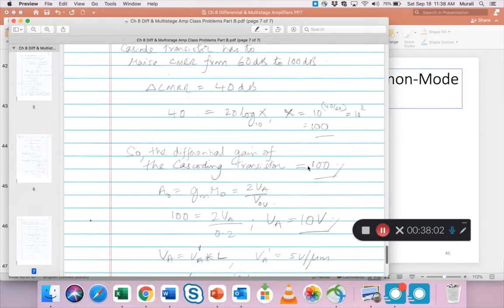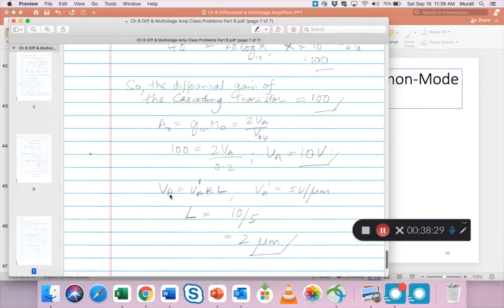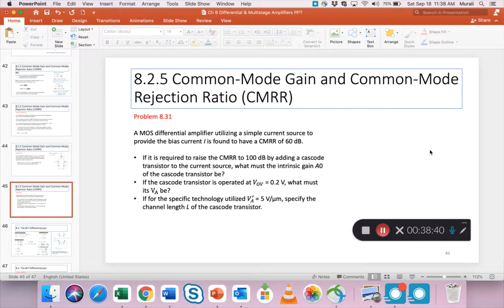So the differential gain of the cascode transistor has to be 100, which means AO has to be 100, which is GMRO, which is 2VA by VOV. So 100 equals 2VA by 0.2. So VA equals 10 volts. Straightforward, right? And once you know VA and VA prime is given as 5, L becomes 2 micrometers. Okay? I hope that was not too difficult.